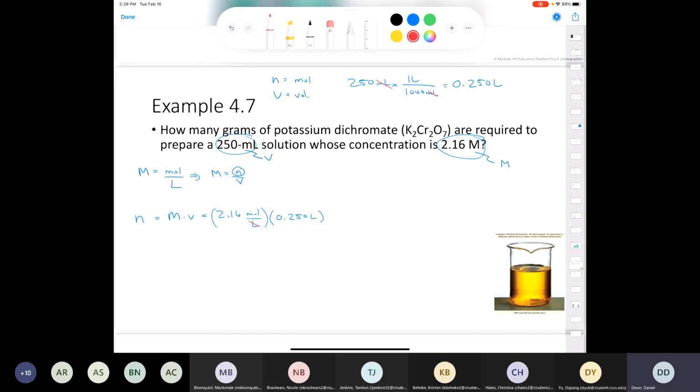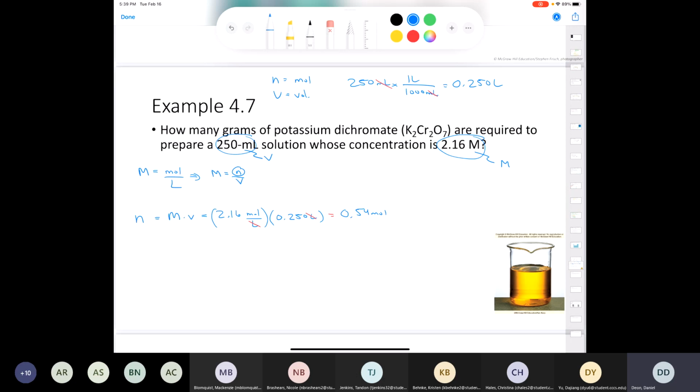You can see that the volume in liters cancels out, and we're left over with, let me grab my calculator. You should always bring a calculator to chemistry class. 2.16 times 0.25, and we end up with 0.54 moles of potassium dichromate. But they're asking us how many grams of potassium dichromate are required.